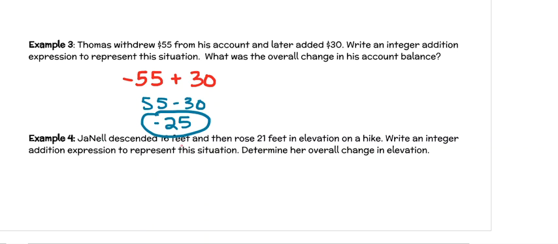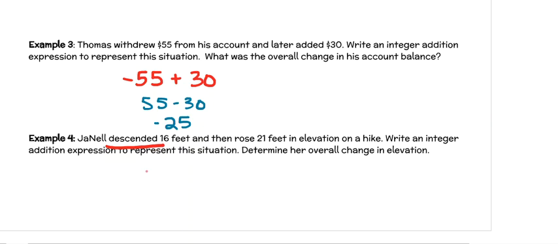Janelle descended 16 feet. I think that's what it says. Yeah, Janelle descended 16 feet and then rose 21 feet in elevation on a hike. Write an integer addition expression to represent the situation. Determine her overall change in elevation. So descended 16 feet. The main thing here is, do you understand what descended means? If you don't know what a word in a word problem means, then look it up. Google it. Descended means going down, right?